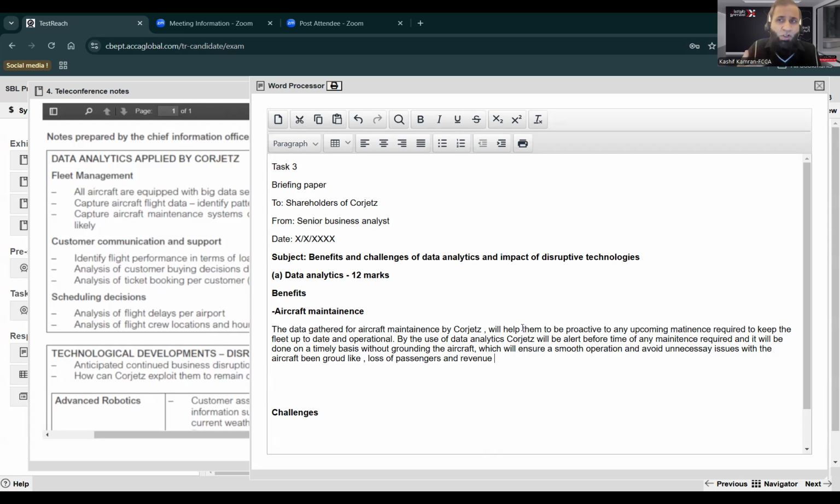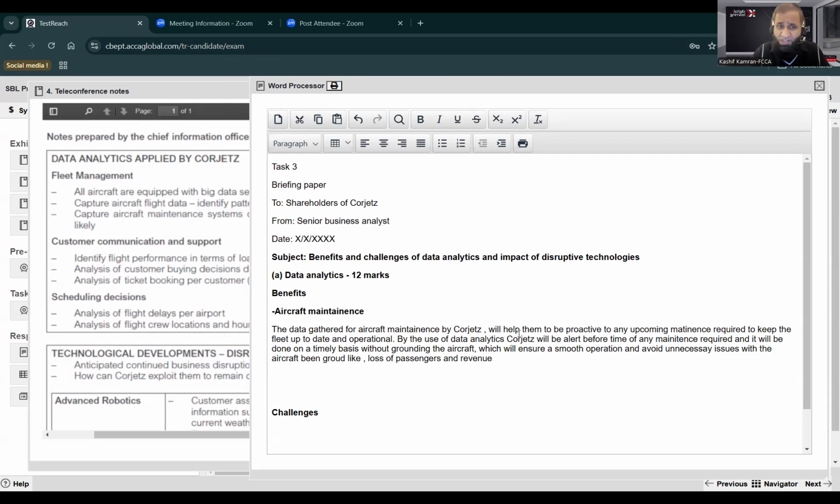They will not need to ground the aircraft, because if they don't have data analytics in the maintenance system of the aircraft, they will get to know the problem when it has happened. Now, when it has happened, they need to ground the aircraft for a day or two, repair it, and bring it back to operation. But that will not be the case, because they will be alert of the problems and they will keep maintaining it on an ongoing basis. So that's one of the beauties of using data analytics in the aircraft maintenance system.